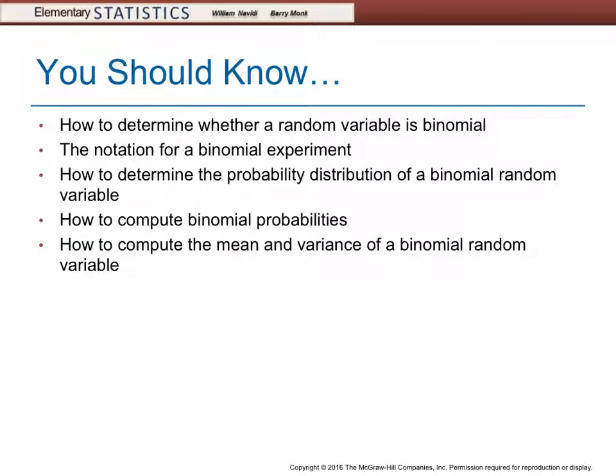So in this chapter, you should know the following: how to determine whether a random variable is binomial, the notation for a binomial experiment, how to determine the probability distribution of a binomial random variable, how to compute binomial probabilities, and how to compute the mean and variance of a binomial random variable. Well, that concludes Chapter 6 that we're going to cover. We will not hit all of the high points in class, so please review the videos.